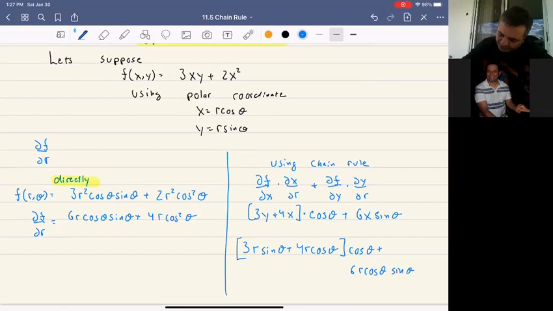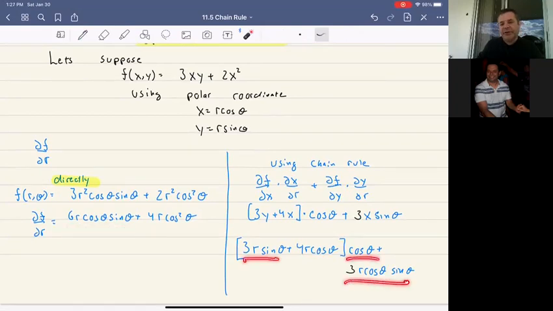My partial of f with respect to y was wrong. That should have been 3x there. That makes that 3. And then we have the same thing on both sides, right? This 6r cosine theta sine theta is 3r cosine theta sine theta plus that 3r cosine theta sine theta. This 4r cosine squared theta is this 4r cosine theta times that cosine theta.